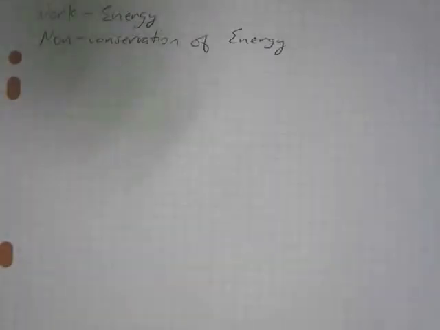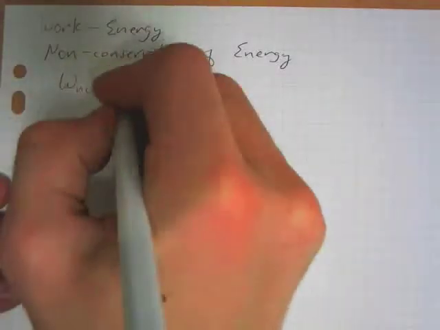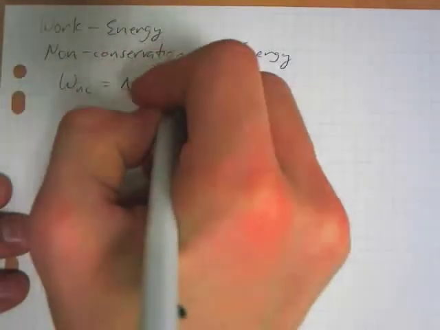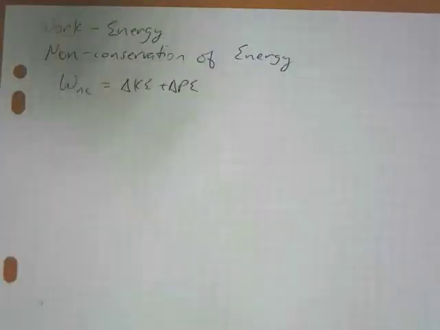We're going to look at some examples here where energy is not conserved. We're still using the same equation: work non-conservative is delta KE plus delta PE. But now this work done by non-conservative forces is not going to be 0.